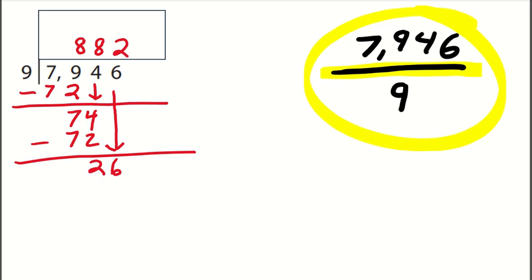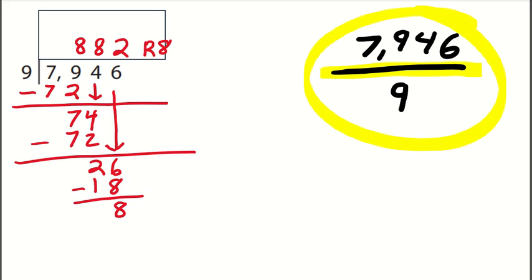So 2 times 9 is 18, oh my. And then 18 from 26 is going to leave me 8. And so now I have 882, remainder 8.